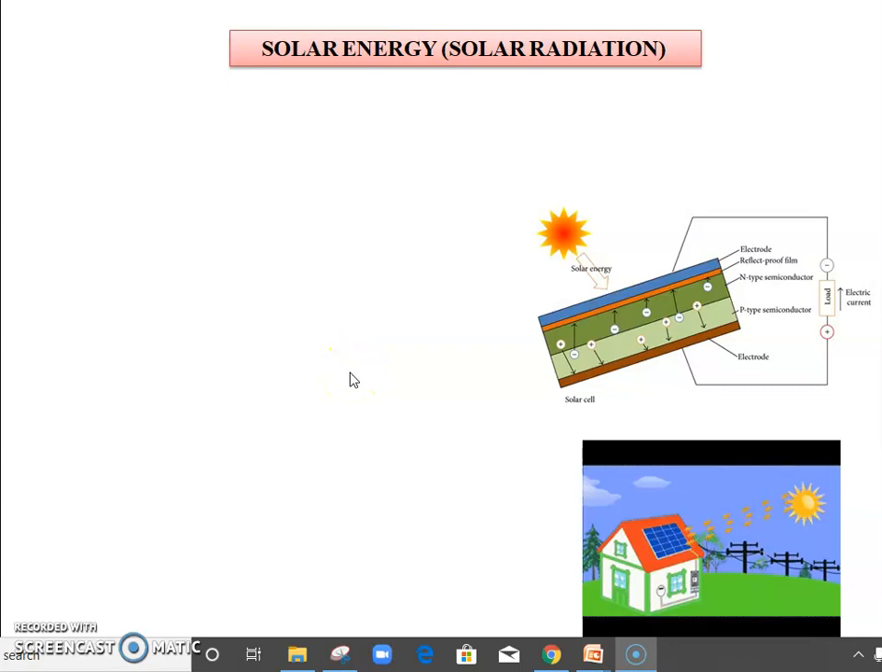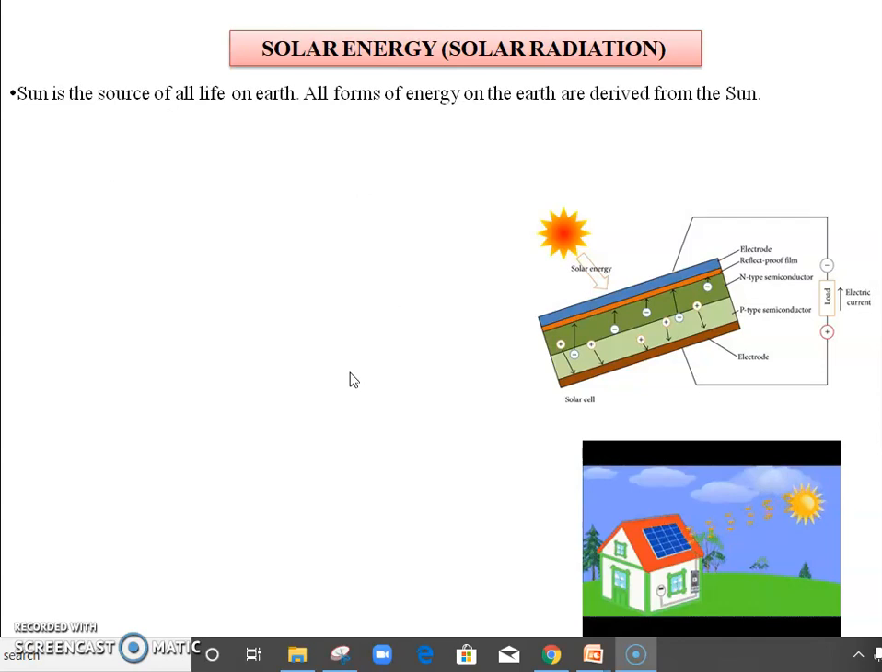Last class we discussed the different types of fuels, and also the calorific values and the types of calorific values. In this class, we're going to discuss solar energy.